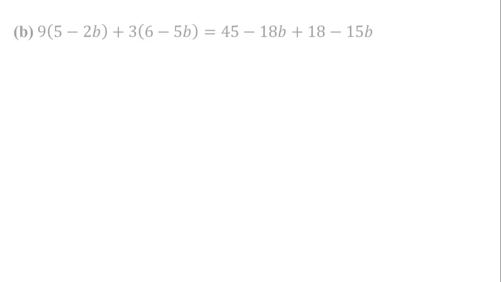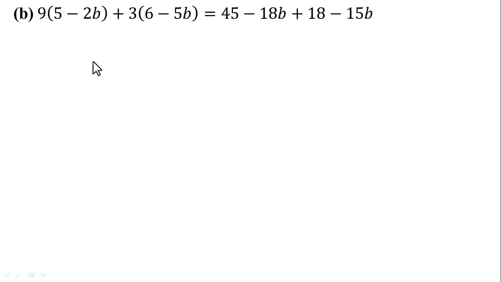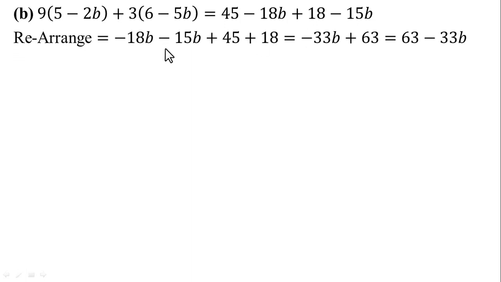Now in B part, 9 into 5 minus 2b plus 3 into 6 minus 5b. First of all, multiplying, 9 5s are 45 minus 9 2s are 18b plus 3 6s are 18 plus minus 3 5s are minus 15b. So 45 minus 18b plus 18 minus 15b.